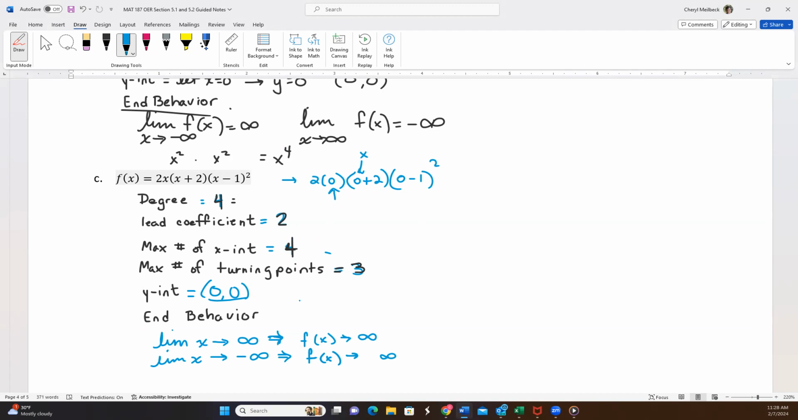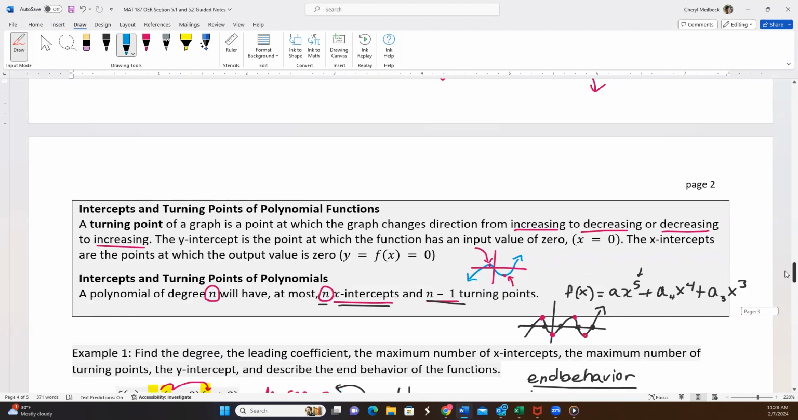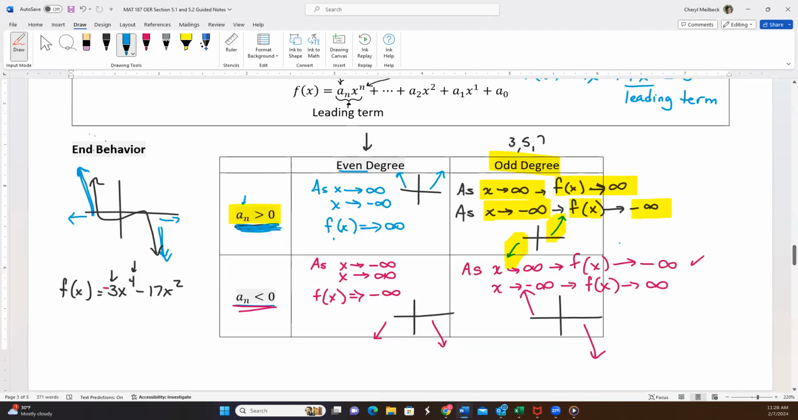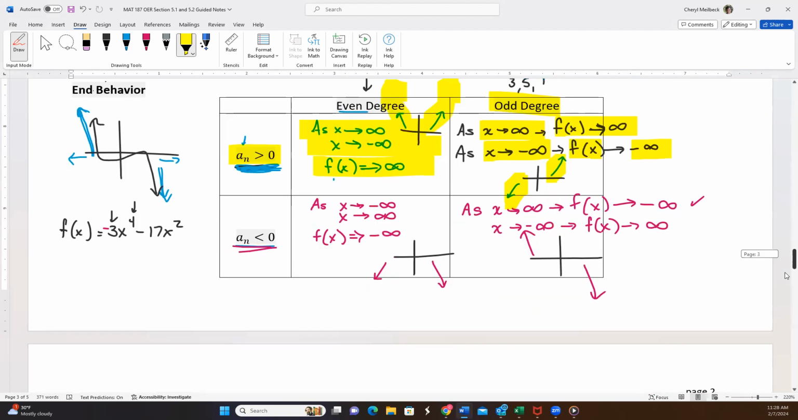and the end behavior. So we are looking at a 4th degree function with a positive lead coefficient. If we go back up to our table, a 4th degree function is even and we have a positive lead coefficient here. So we're looking at this situation. As x, whether you're going all the way to the left or all the way to the right, as x approaches infinity or negative infinity, the y values are approaching positive infinity. So that's what we wrote down here.